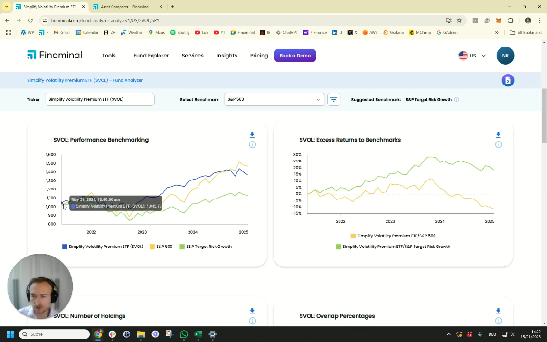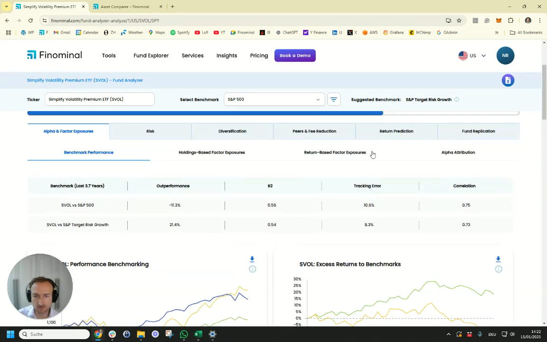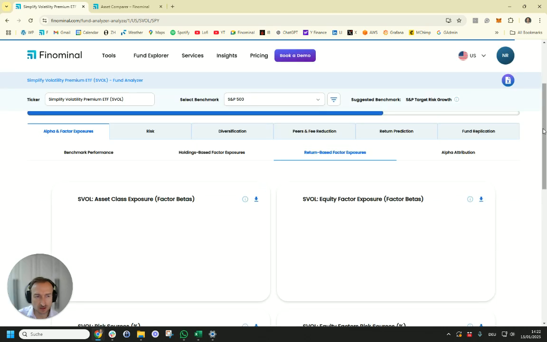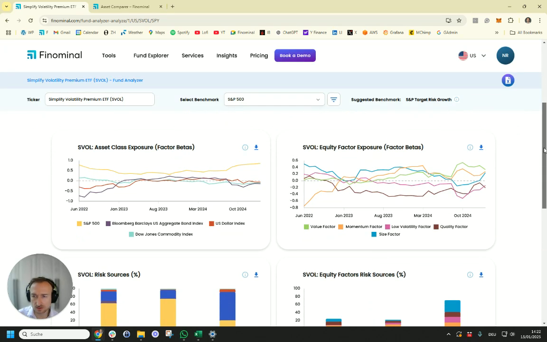Now, SVOL was launched in 2021, and you can see that there were certain periods where SVOL did significantly better than the S&P 500, specifically the bear market in 2022, but most recently it somewhat underperformed. Purely from a performance perspective, we can also look at what the drivers of the returns and risk are by running a factor exposure analysis.